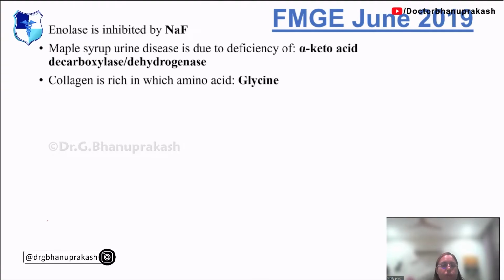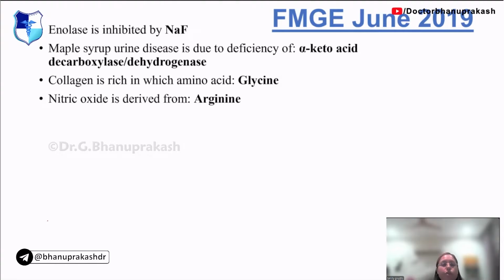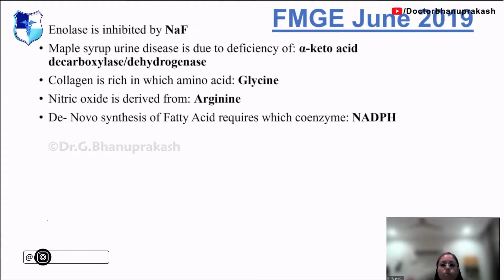Collagen is rich in which amino acid? Glycine. Every third amino acid is glycine. Nitric oxide derived from arginine. We have done most of your last year exam questions and topics and concepts. So now we can just take it paper wise.